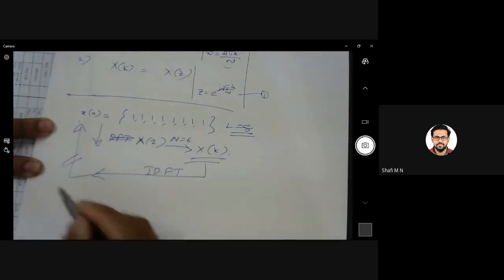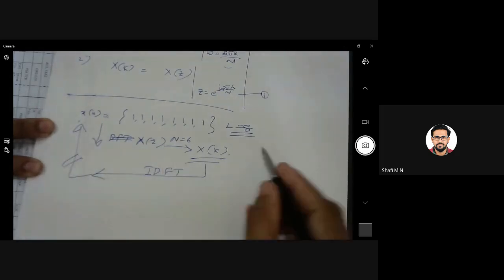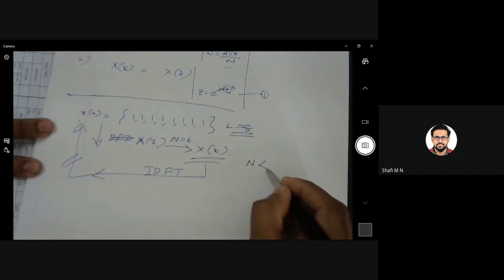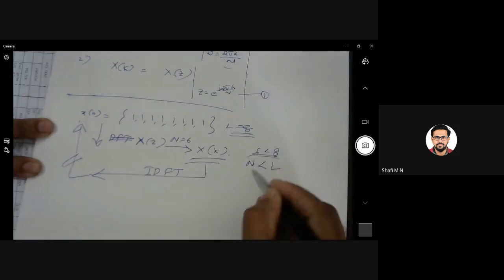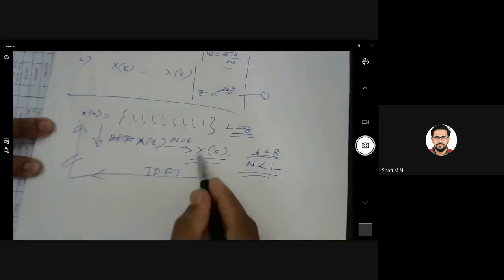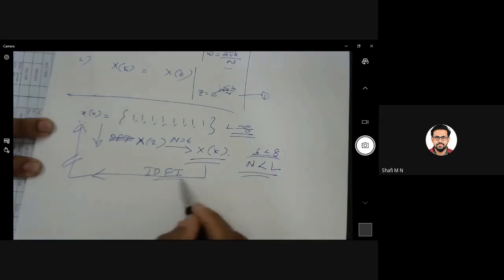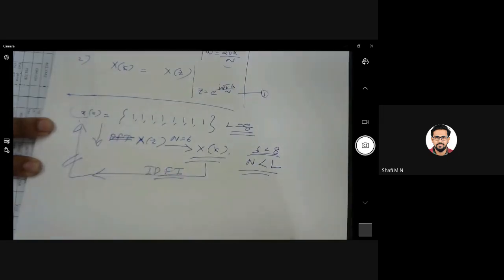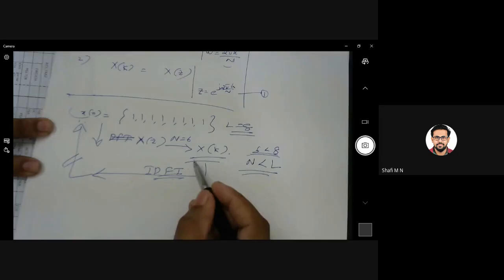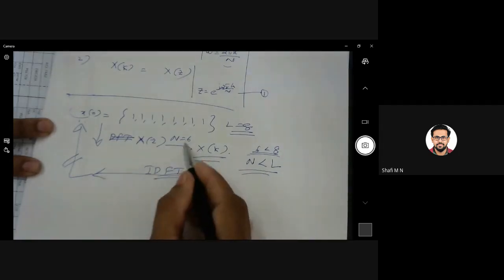But that won't be equal because you are choosing an N value that is 6, which is less than L, that is 8. 6 is less than 8, right? So this will not be equal. When you take the inverse DFT, that will not be equal to your sequence x of n. Clear? The required N has to be how much? 8.